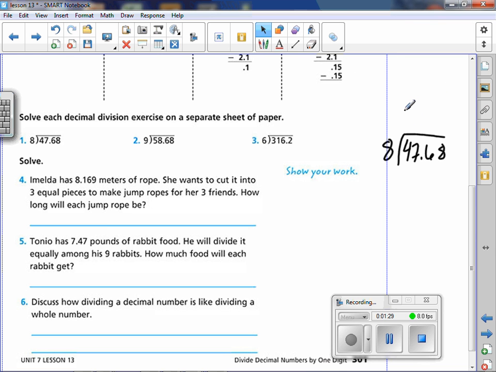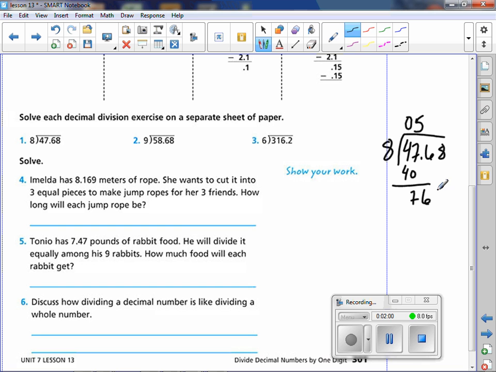When you divide, you're thinking about, well, does 8 go into 4? No, 8 doesn't go into 4. If you need to put that placeholder up there, do so. Does 8 go into 47? Well, certainly it does, right? 47 divided by 8, or thinking about what times 8 gets me close to 47, you should say 5, because 5 times 8 is 40. So I'm going to bring down that 40. I'm going to subtract out, get 7, bring down my 6 and my 8.